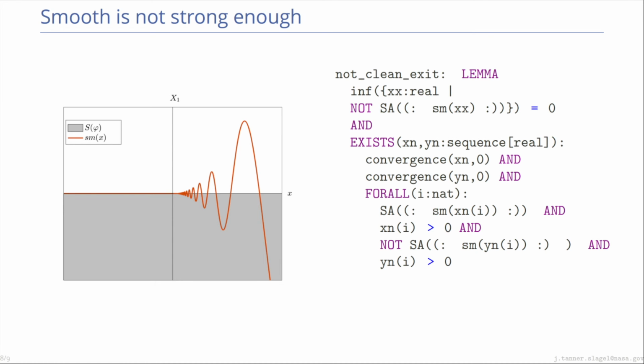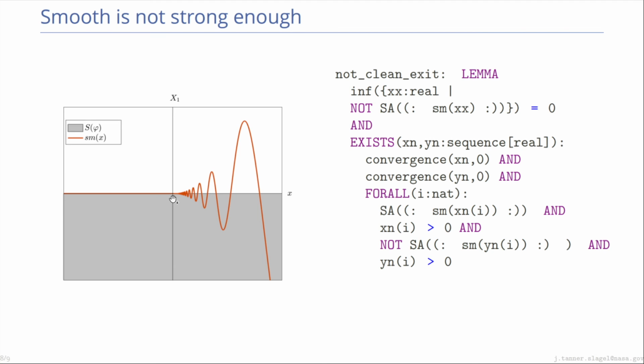And you might wonder if real analytic is too strong of an assumption. It's worth noting that when you relax the assumption of real analytic to smooth, which means infinitely differentiable, you do not have this clean exit property. This is what it looks like in PVS, but I'm going to describe it with this picture. You have a semi-algebraic set defined as this bottom half of the plane, and this Sm function is smooth, but not real analytic at 0. So this Sm function is in the semi-algebraic set all the way to 0.